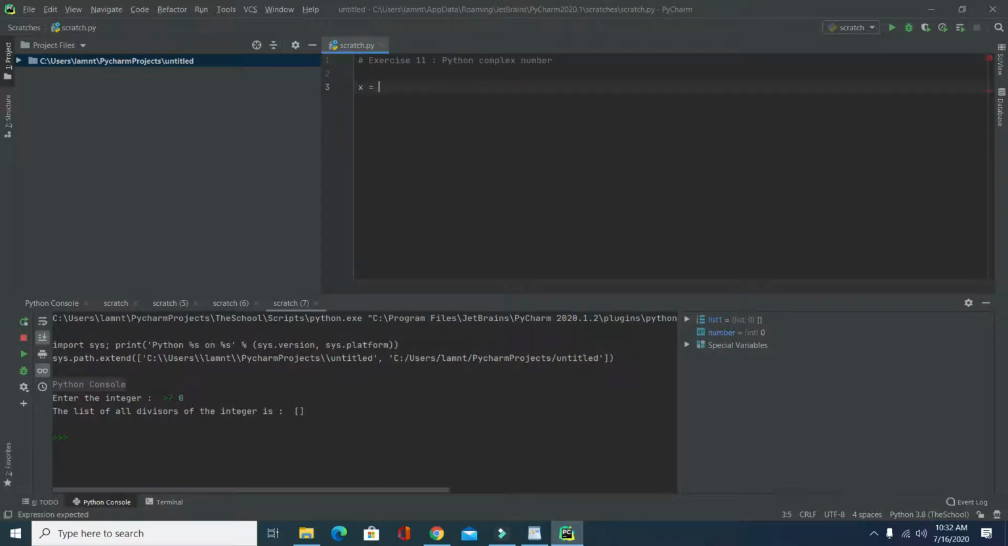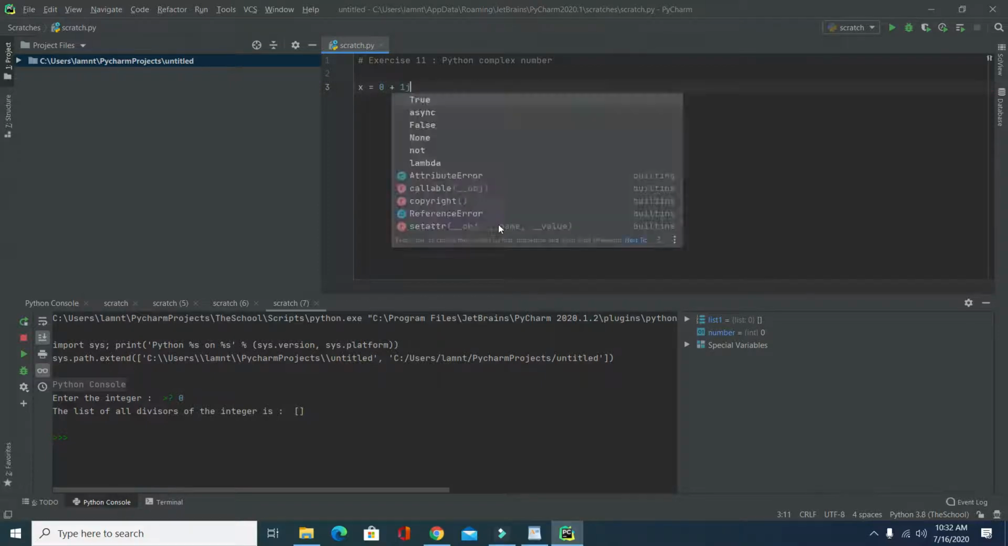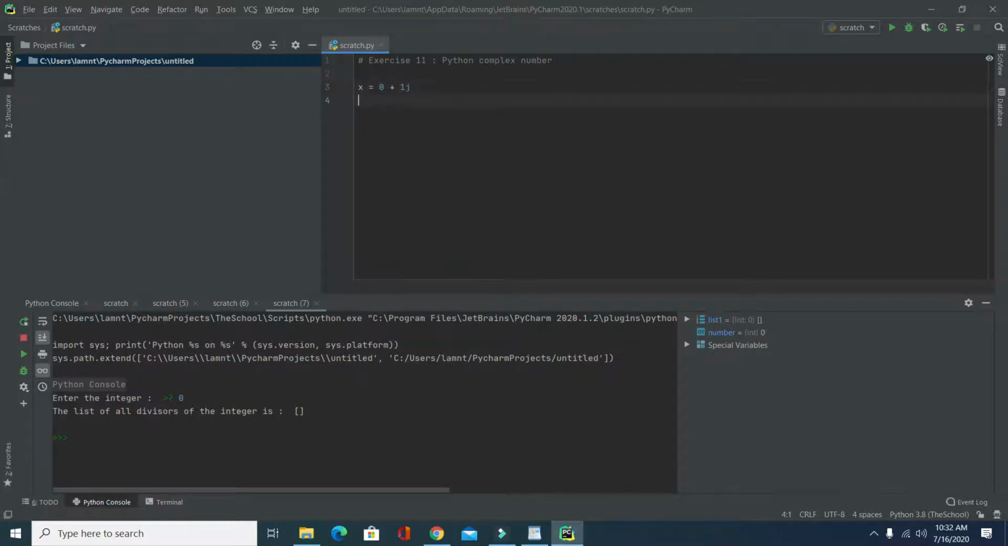x equal to 0 plus 1 times j, and then print x squared. So in Python, the imaginary unit is denoted by j, as in some physics textbooks, but mathematically it's normally i, while here in Python it's j. So let's see how it goes.